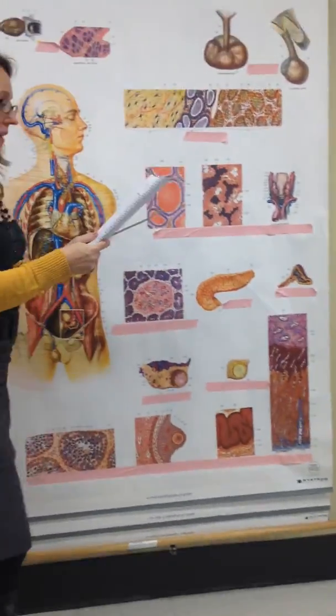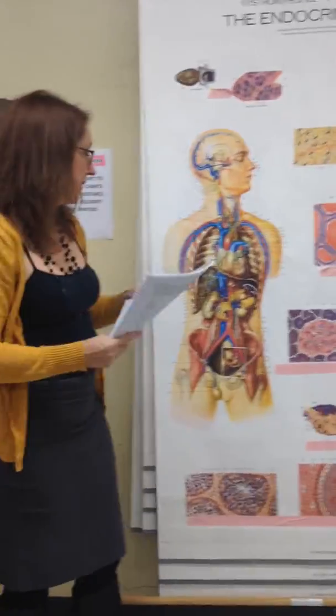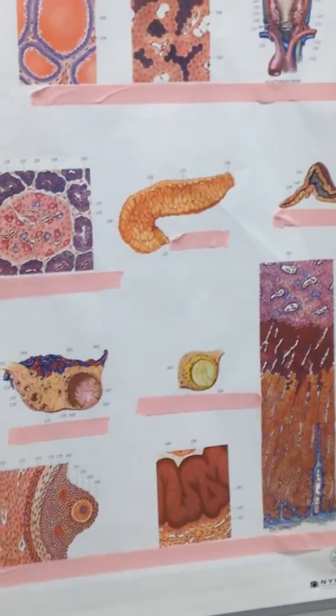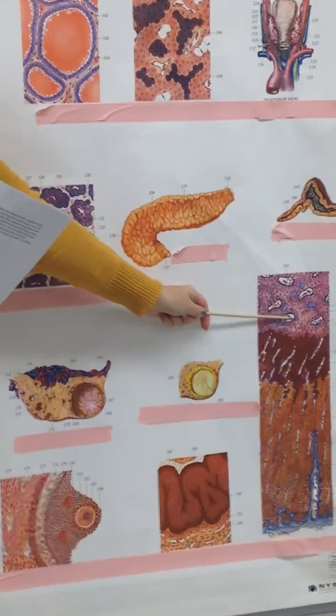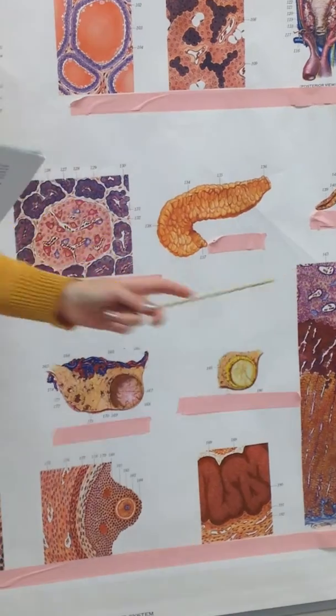Yes. Okay, now for your pancreas. Which one is the chromaffin cells? The chromaffin cells are these guys. The big white ones? Mm-hmm. Yep.